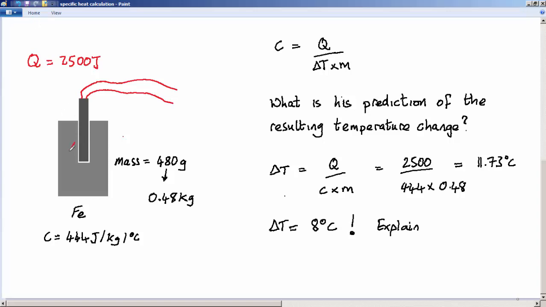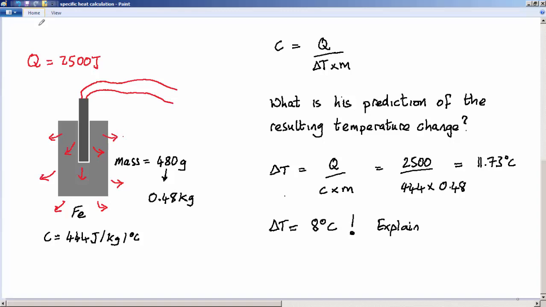The heat is being transferred from the immersion heater to the iron block, but it is then escaping from the block to the surroundings via, you may be asked, how does this happen? It could be via conduction through contact with the floor, for example, or table, or it could be through convection or through radiation, etc. But heat is being lost.